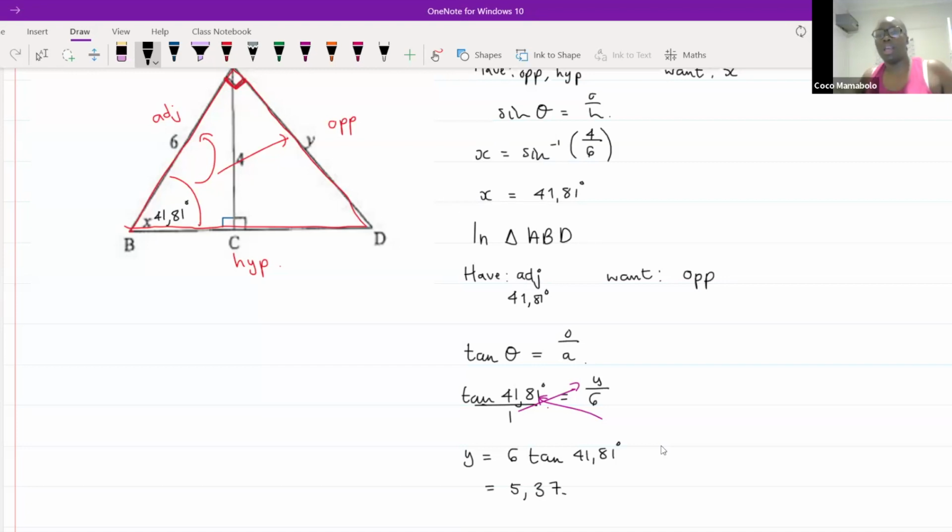5,37. And look at you guys, you managed to do an exam type trigonometry question. How are we feeling about this question? Yeah? Kind of okay.